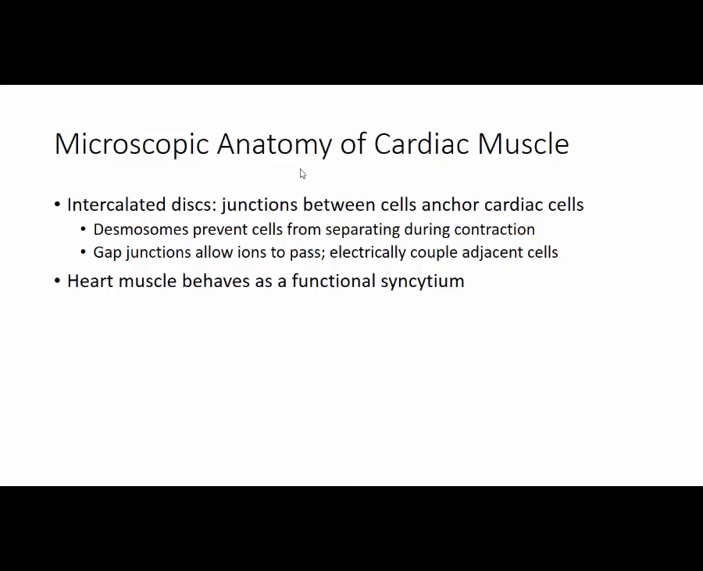So desmosomes tether the cells together. Gap junctions allow ions to pass to get that action potential to flow from cell to cell very quickly. And the heart behaves as a functional syncytium. Syncytium, which means a unit, in sync, right? You know what being in sync means? Everything's working together, so that's what functional syncytium means.